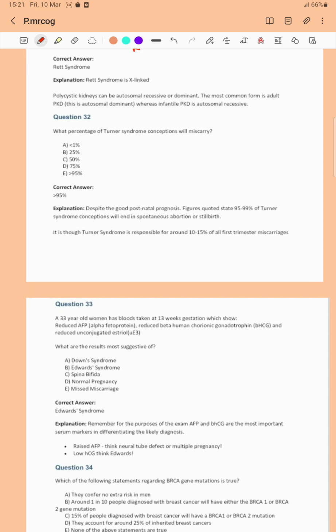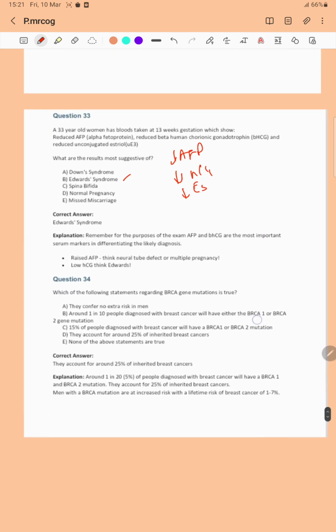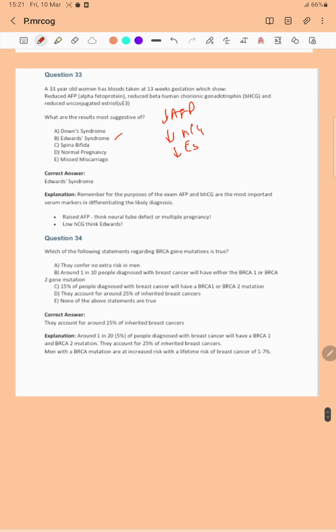A 33-year-old woman has blood taken at 13 weeks of gestation, which shows a reduced AFP, reduced HCG, and reduced estradiol. All three are reduced. So what is the answer? Answer is Edwards syndrome. It's clear from the investigations that whenever there is a raised AFP, you have to think about neural tube defects or multiple pregnancy. And when there is a low HCG, always think of Edwards syndrome.